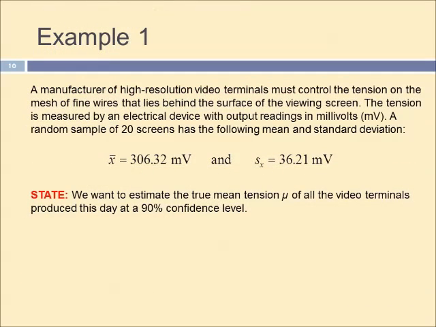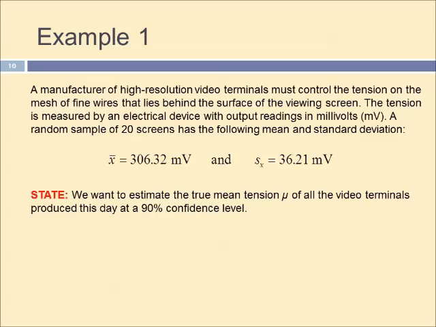So let's do an example. A manufacturer of high-resolution video terminals must control the tension on the mesh of fine wires that lies behind the surface of the viewing screen. The tension is measured by an electrical device with output readings in millivolts. A random sample of 20 screens has the following mean and standard deviation. So the x bar is 306.32 millivolts, and the standard deviation for the sample is 36.21 millivolts.